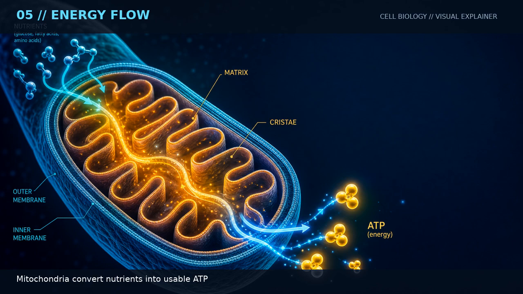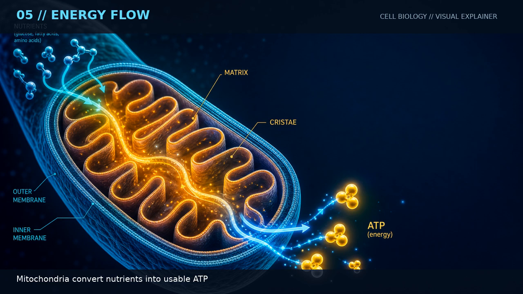Step 4. The Golgi apparatus. Picture a sorting and shipping center. Proteins and lipids arrive in small membrane packages. The Golgi modifies them, labels them, and sends them to the correct destination. A cell stays organized because cargo is not delivered randomly.